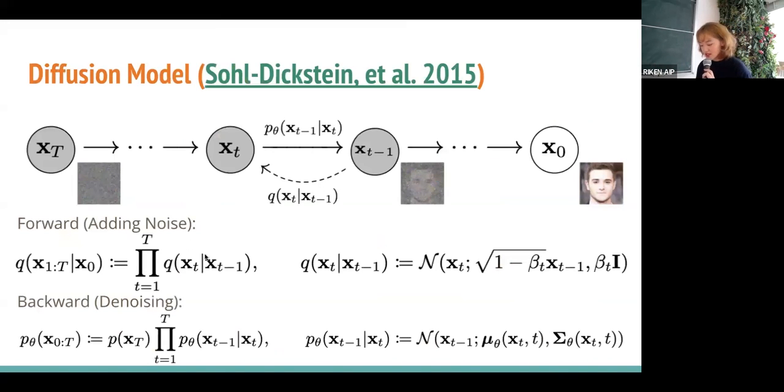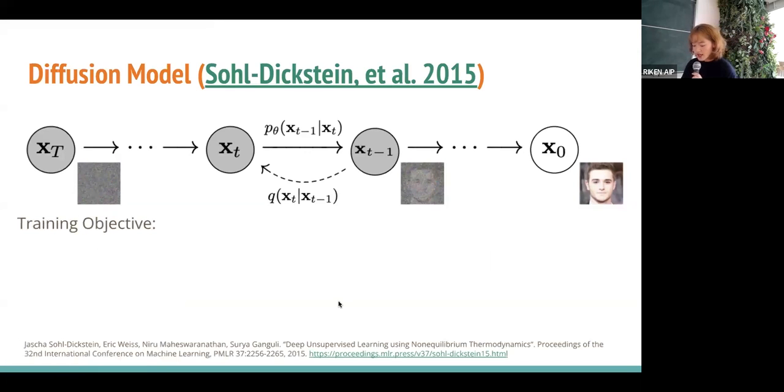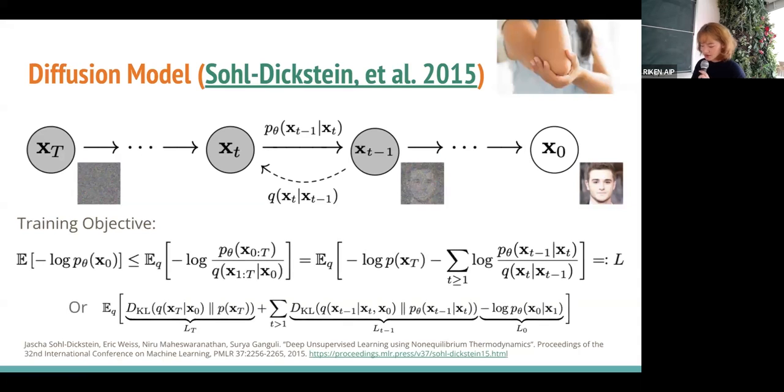So basically, this is a Markov chain. The forward process is adding noise to the clean data: from x0, which is your clean image, you gradually add noise from your previous time step. And then for the backward process, which is denoising, you start from complete Gaussian noise, and then you gradually denoise from t+1. Okay, so this is what it is. And you can train it by ELBO, just like VAE.